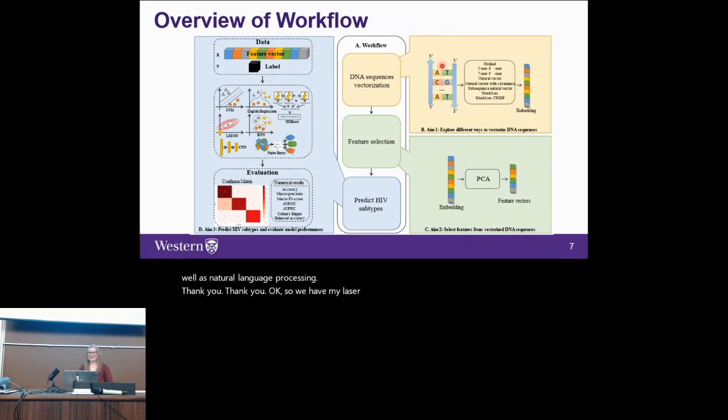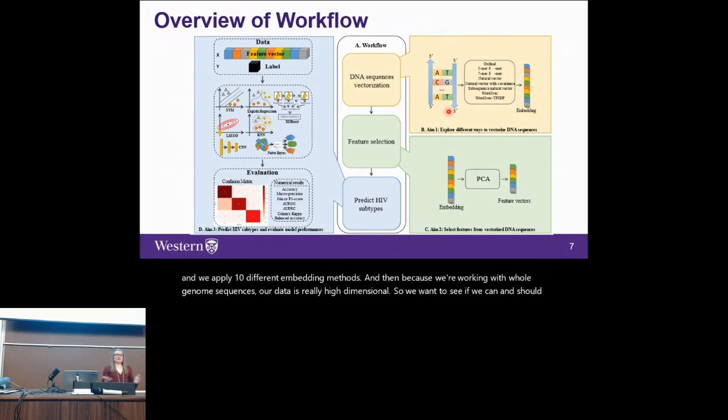Okay, so we have our sequences, and we apply 10 different embedding methods. Because we're working with whole genome sequences, our data is really high dimensional. So we want to see if we can and should reduce the dimensionality of the data and see whether that affects our performance. For dimensionality reduction, we apply PCA. Then we have our feature vectors.